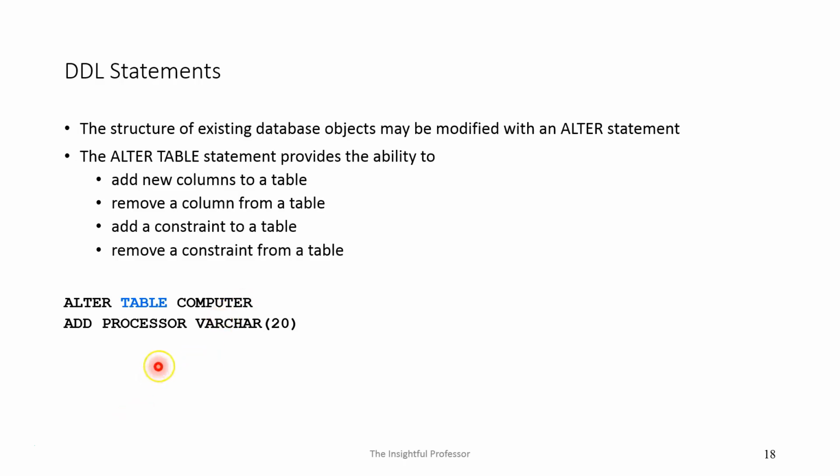We also can change characteristics of a table. We have a statement called alter. So the alter table statement allows us to add new columns, remove a column from a table, add an integrity constraint, or remove a constraint. There are a few other things you can do, but this gives you the basic idea of what alter can do. Alter table computer, and now we're adding a new column called processor and specifying its data type. Pretty neat that you have the ability to do that kind of stuff.